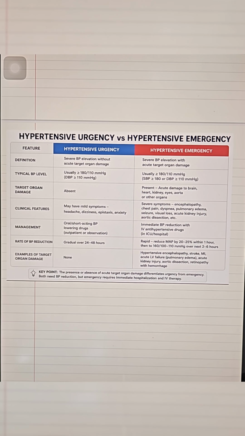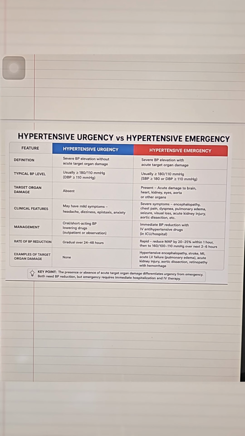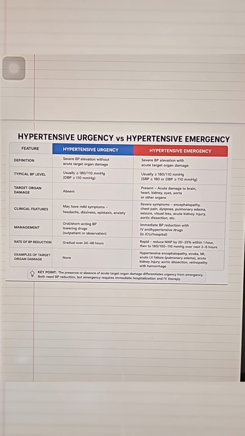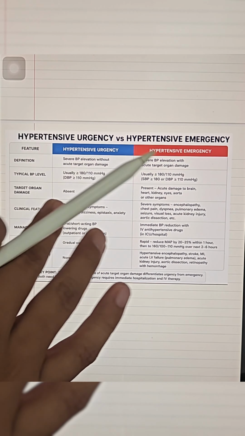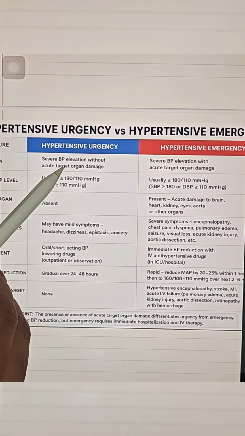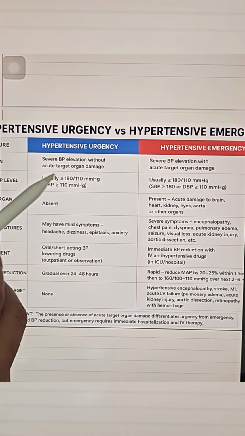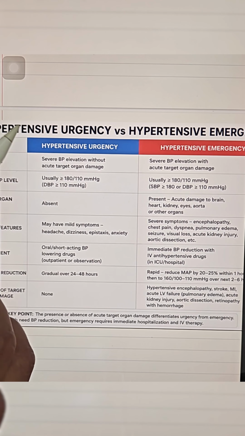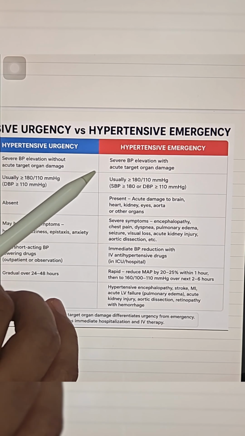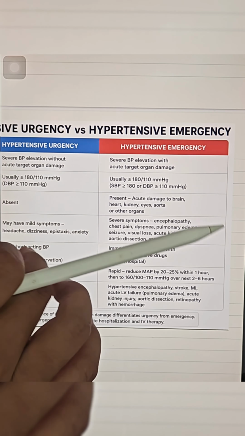So coming to the two terminologies, that is hypertensive urgency and hypertensive emergency. These patients are very less likely to land up in the OPD, but they might come to the casualty. So what are these terminologies? First of all, the definition. Hypertensive urgency is a severe BP elevation but without any acute target organ damage. What is target organ damage? We have seen previously: retinopathy, nephropathy, etc. And what is emergency? It is severe BP elevation, but there is acute target organ damage.